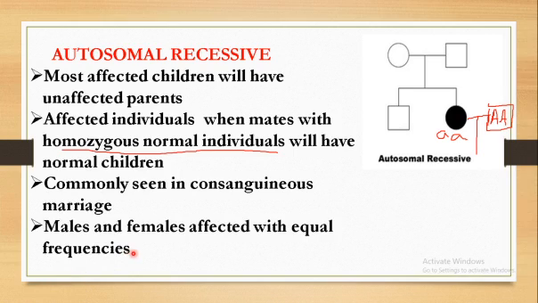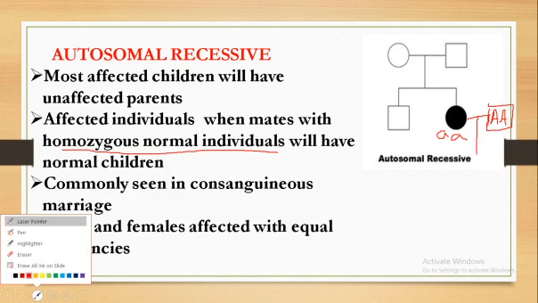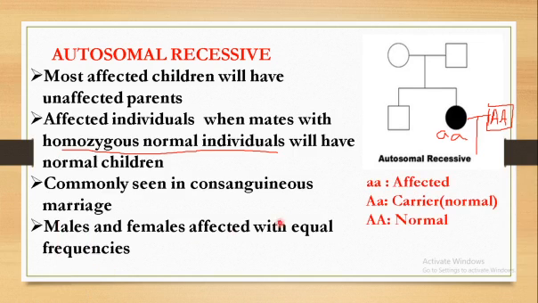Males and females are affected with equal frequencies, the same as in the previous case, equally affected. Here again, as I have already shown with the symbols, affected individuals will always be homozygous, and we call these heterozygotes the carriers. Why are they carriers? Because if two heterozygotes unite, there is a very good chance that they will have a recessive child.